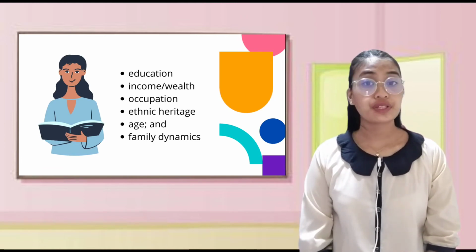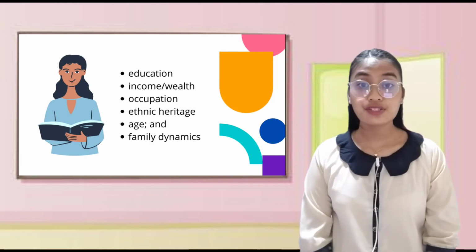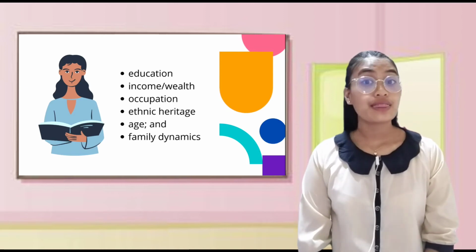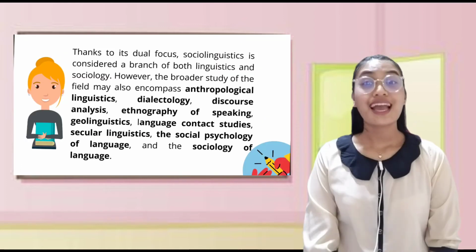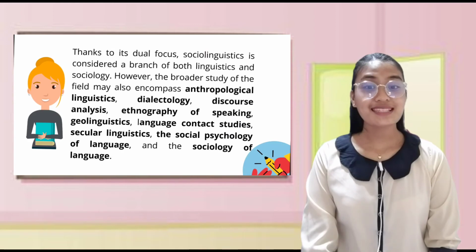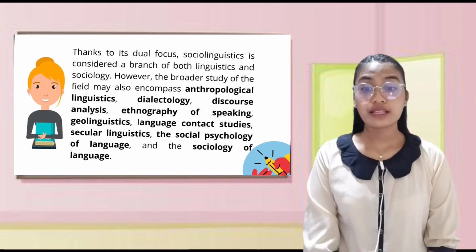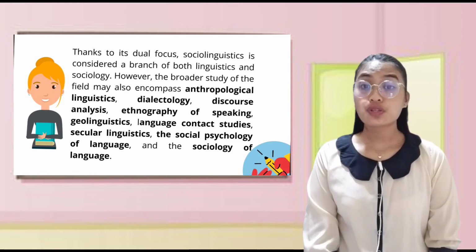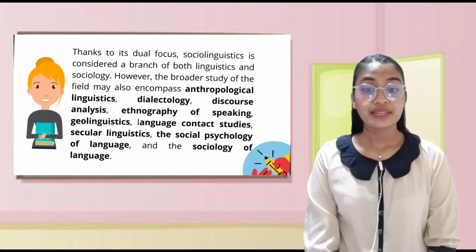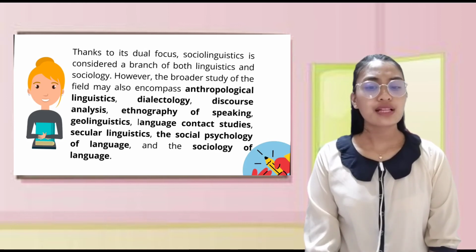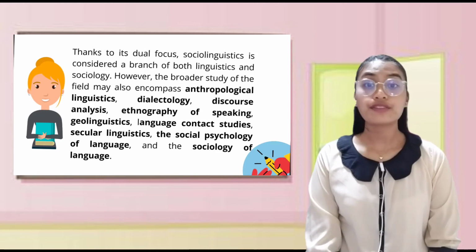The data is then measured against socioeconomic indices such as education, income or wealth, occupation, ethnic heritage, age, and family dynamics to better understand the relationship between language and society. Thanks to its dual focus, social linguistics is considered a branch of both linguistics and sociology. However, the broader study of the field may also encompass anthropological linguistics, dialectology, discourse analysis, ethnography of speaking, geolinguistics, language contact studies, secular linguistics, the social psychology of language, and the sociology of language.